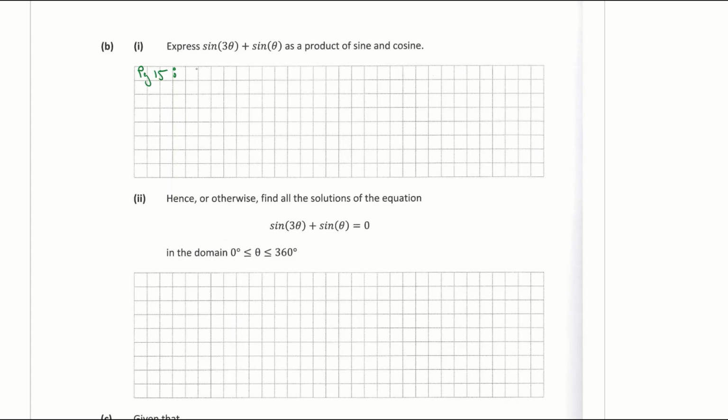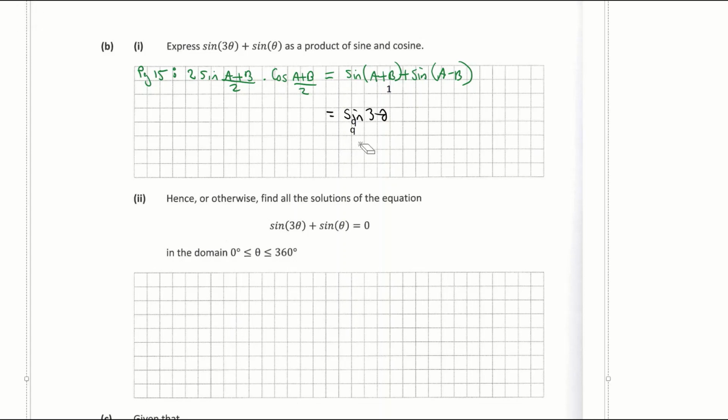And it states this: 2 sine (A plus B)/2 multiplied by cos (A minus B)/2 is equal to sine A plus sine B. So I'm using that rule from my log tables. And what I'm going to do here is, what I know is that I have already sine 3 theta.